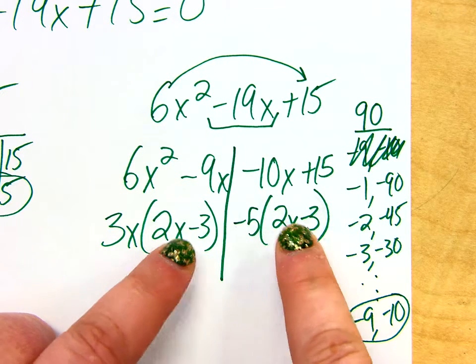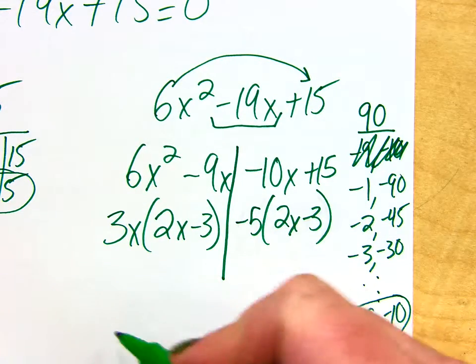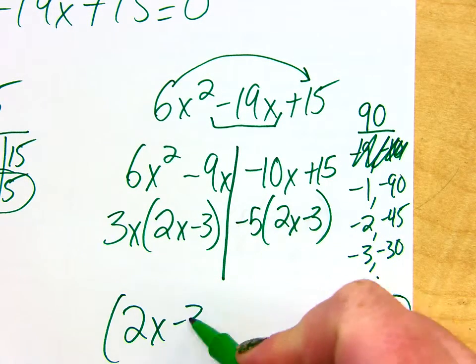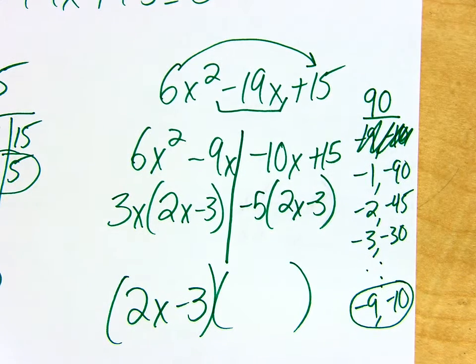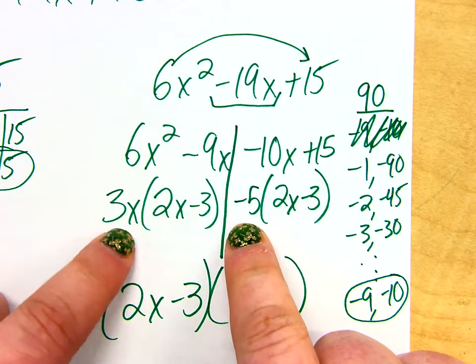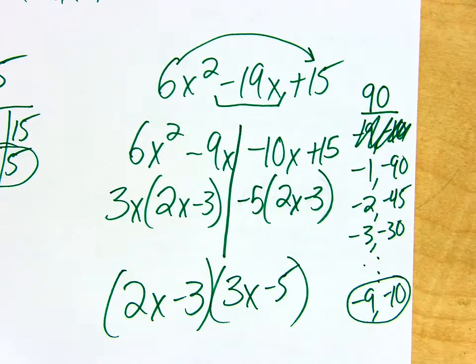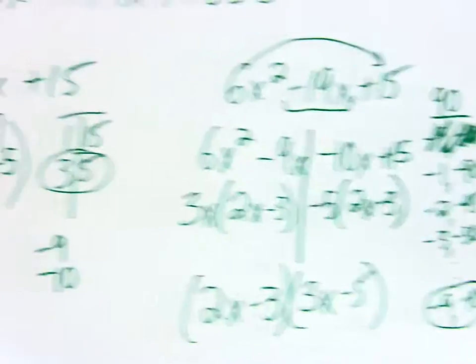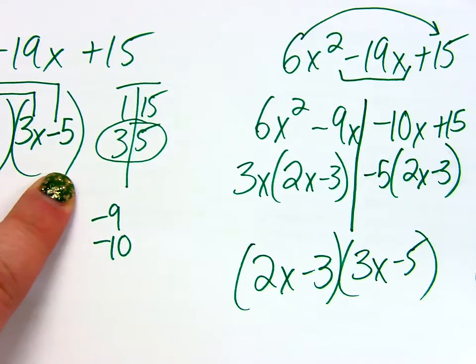Once you have these two factors, guess what? I can factor that factor out of the whole thing. So that just becomes one of my two. It's going to be 2x minus 3 times, what's the other one? It's just what's out in front, 3x minus 5. So, as you can see, I got the same answer that I got the last time. It's just a different method.